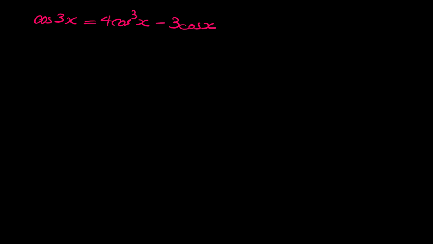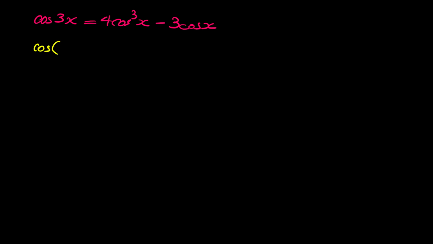In this video, I want to show you how we can derive triple angle formulas for sine and cosine. Let us start with cosine. Cosine of 3x is equal to 4 cosine cubed x minus 3 cosine x. We want to prove this formula for cosine.